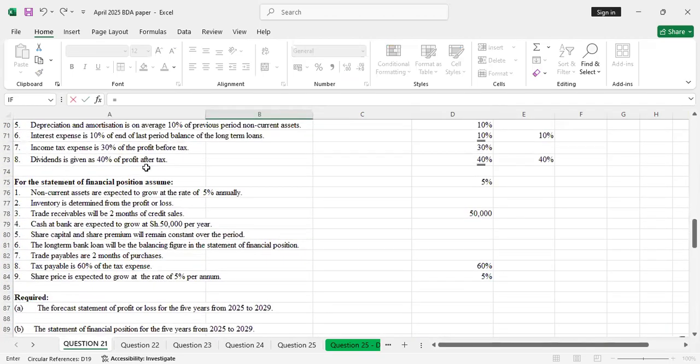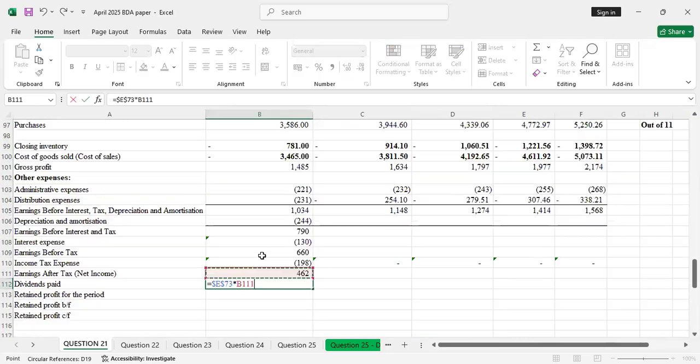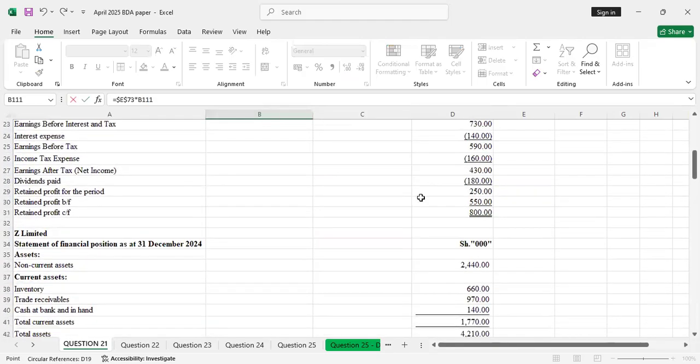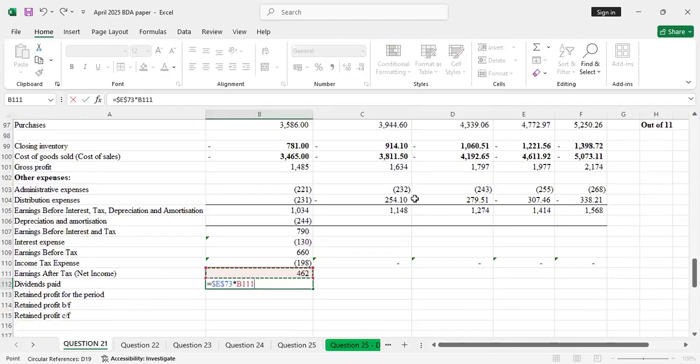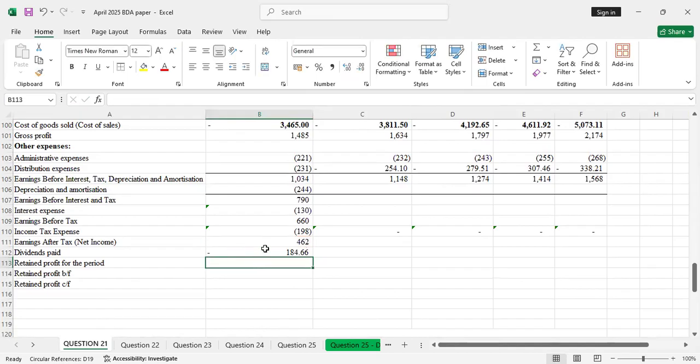Then dividends paid. We were told how much was being paid for dividend. Dividend is given as 40% of the profit after tax. So you say equals to 40%, but you lock that cell completely because it will be constant all through. Then you multiply by the earning after tax, the net income. Dividends paid is deducted, it's negative, so I want it to appear negative. Then you enter. Because I've locked the rate, I'll just drag so that when we get those other values, it will come automatically.